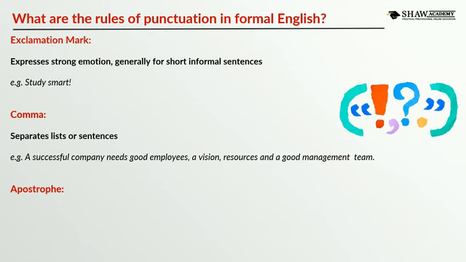So the apostrophe we use for two different reasons. We use it to denote possession, so ownership, or we use it for contractions. And of course, we know contractions is the omission of letters. So for example, do not becomes don't. So that is contractions. I am becomes I'm. You are becomes you're. We use an apostrophe to replace the omitted letters.